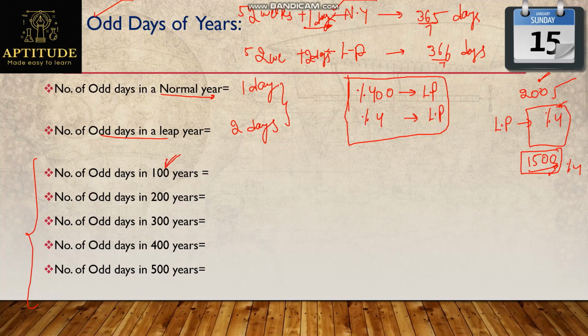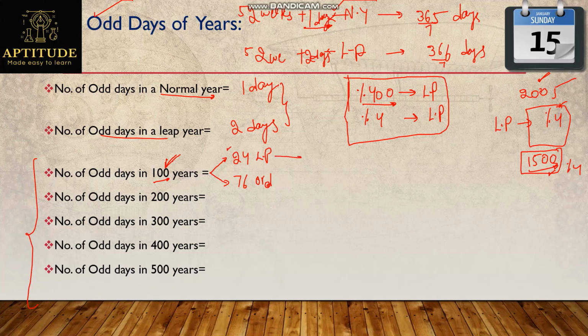See this, in 100 years, how many leap years and how many normal years are there? In the first 100 years, we'll have 24 leap years and the remaining 76 will be ordinary years. How did I calculate this? Just divide by 4 and take the quotient. I get 25 as the quotient, 4 times 25 is 100, but the 100th year is not a leap year. Why? Because it is not divisible by 400. That's the reason we have 24 leap years and 76 ordinary years.